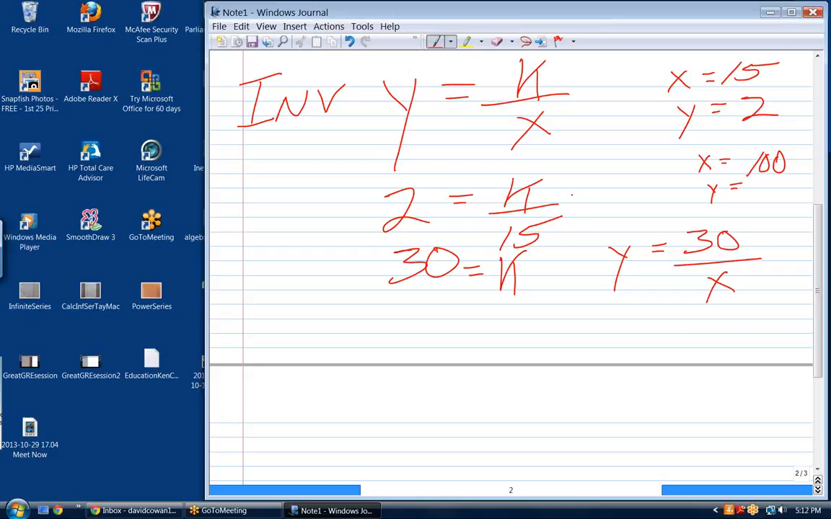In other words, we only solve for k. The y and the x stay the same all the time. The k is the variable that changes from problem to problem. So you use the initial information to solve for k. Then you go back and the only thing you plug in is the k. So this is the specific equation.